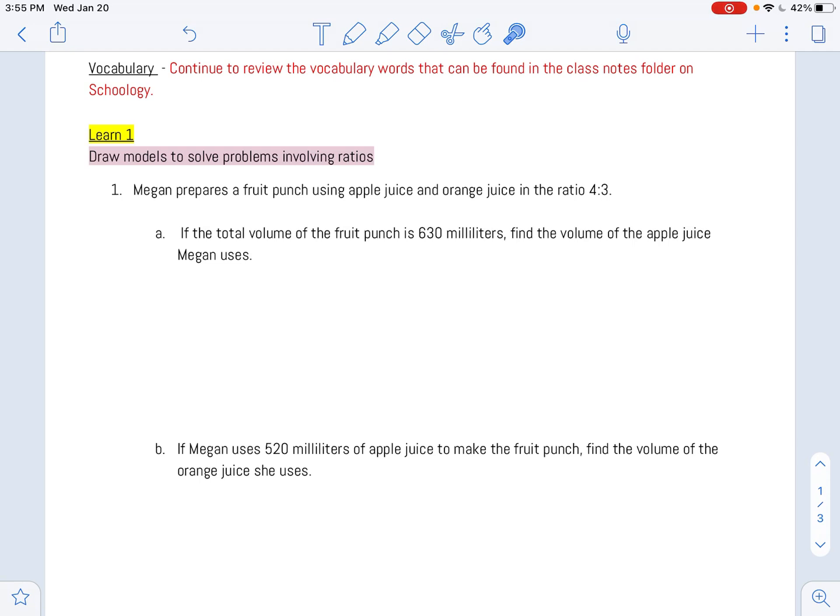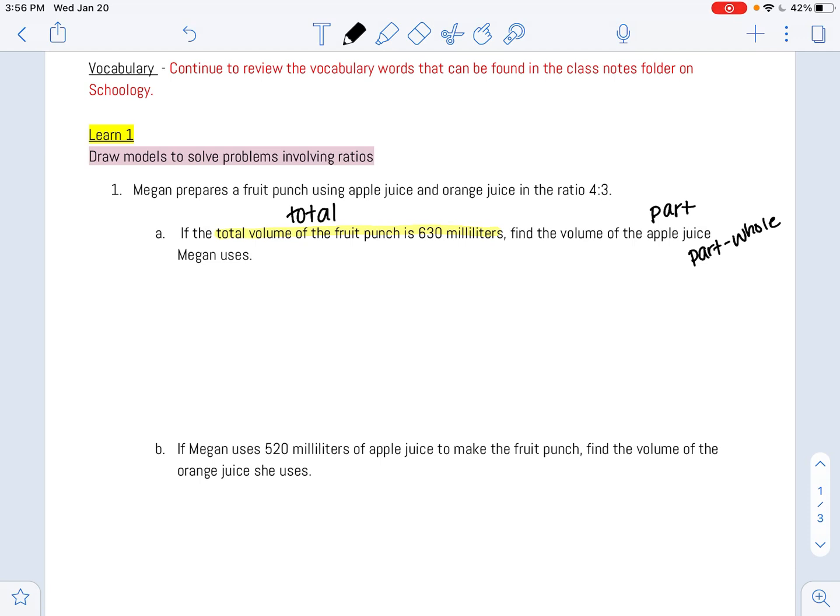Problem 1 tells us that Megan prepares a fruit punch using apple juice and orange juice in the ratio of 4:3. So if the total volume of the fruit punch is 630 milliliters, let's highlight that as important information. The total is 630 milliliters. Our job is to find what the volume is of just the apple juice. Okay, so we're given a total and a part. So this is an example of a part to whole problem.